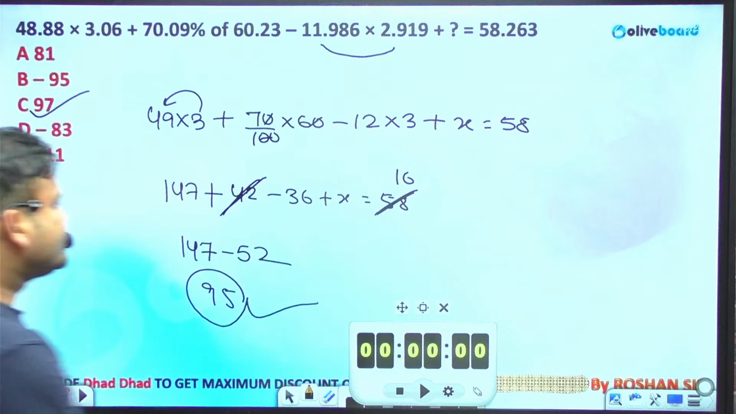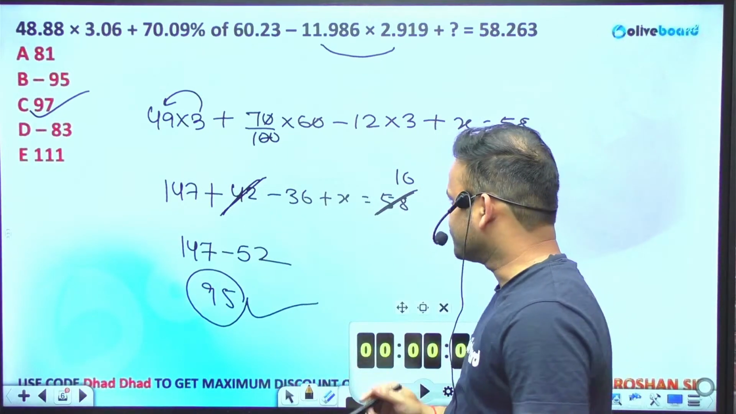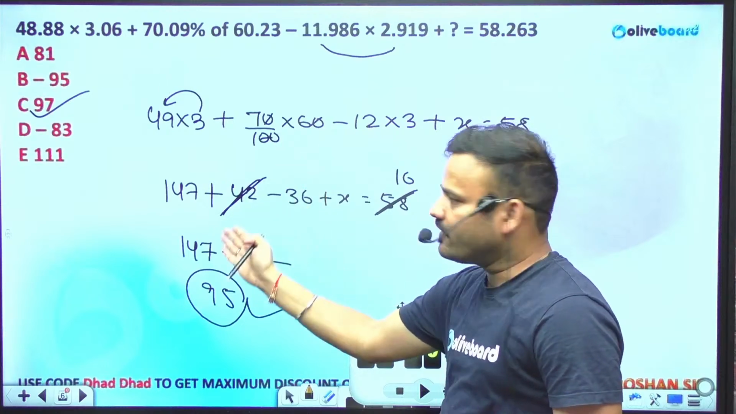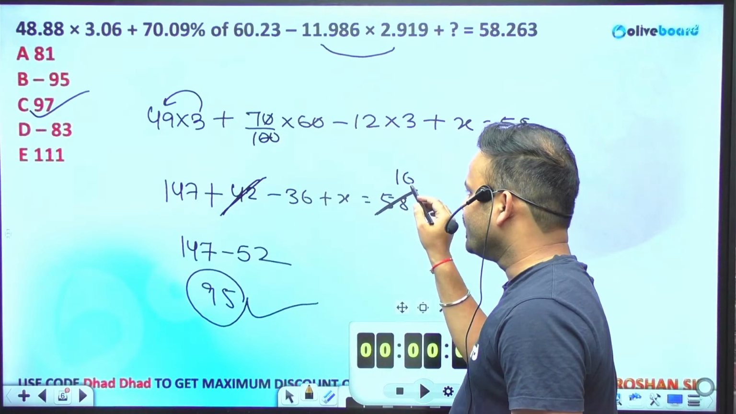Clear? It's on either side, so we can eliminate this. 42 and 58 have a difference of 16. If it comes over here, anyhow they are getting eliminated. So 42 and 58 are eliminated, and 16 is left over here.